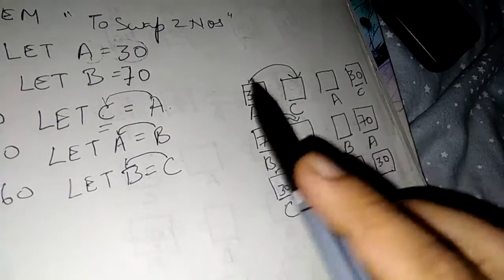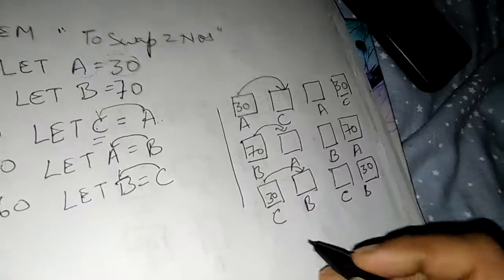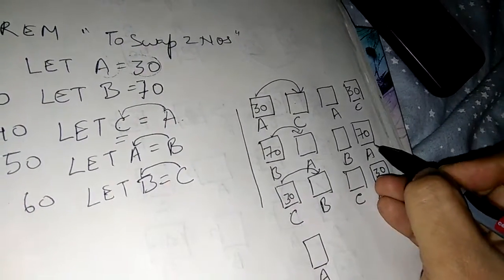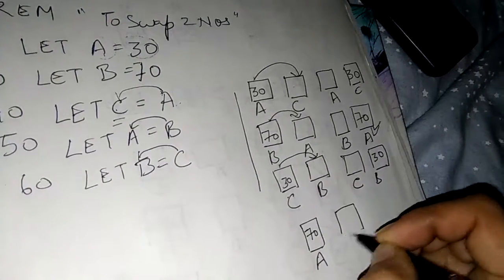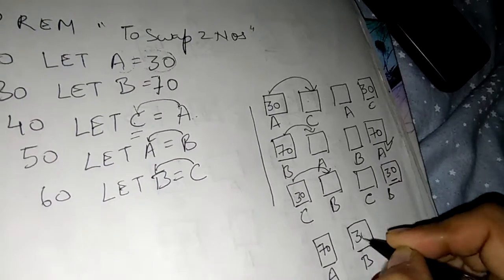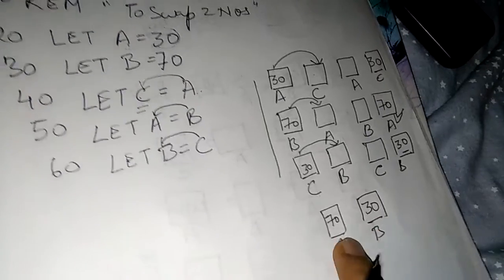Now after these three statements, what is the value of A? It is 70. What is the value of B? It is 30. Have you seen the exchange of values?